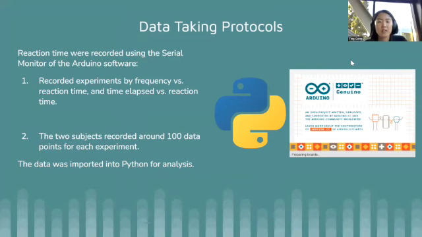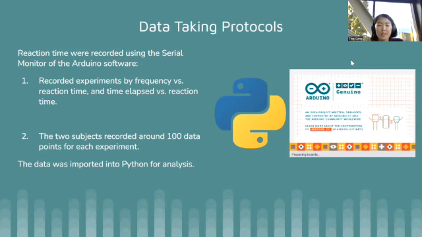So we recorded our data using the serial monitor in the Arduino software. Ryan wrote the Arduino code that allowed us to output frequency of reaction time for the 3 experiments. The experiments were conducted once again, but this time the time elapsed and the reaction time were also outputted. The subjects conducting the experiment recorded around 100 data points for each experiment, and for consistency, both subjects used the index finger of their dominant hand.